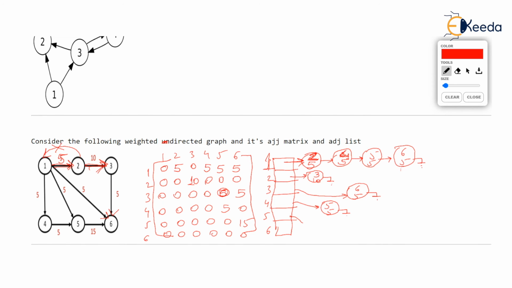Just check this again. 5, vertex 5, check this. Vertex 5 is adjacent only to 6. There is a directed edge from only 5 to 6 only. But 5 does not have directed edge to any other vertex, isn't it? So 5 is adjacent only to 6 with a weight of 15, and 6 is adjacent to nothing. So it will be null. So this will be the adjacency list for the given weighted directed graph.